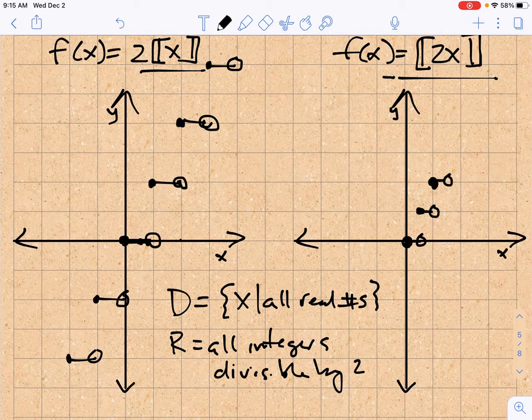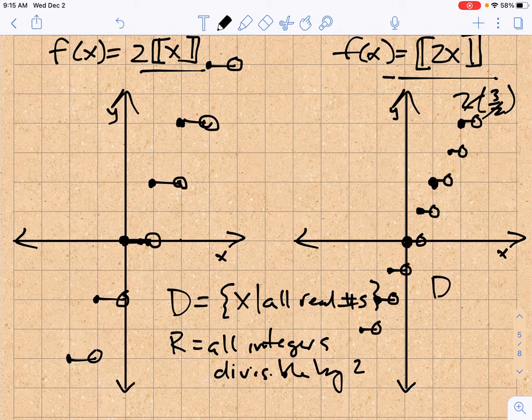So every time you get to a half, because if I put 3/2 in, which is 1.5, I get 3, and that will move me up there. If I put 2 in, it gives me 4, and then you'll continue to get something like this. So it's still a piecewise function, but it's broken up a little differently. All right, and so that's kind of the way it looks.